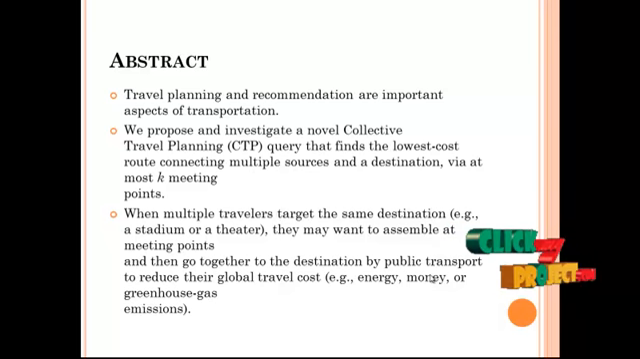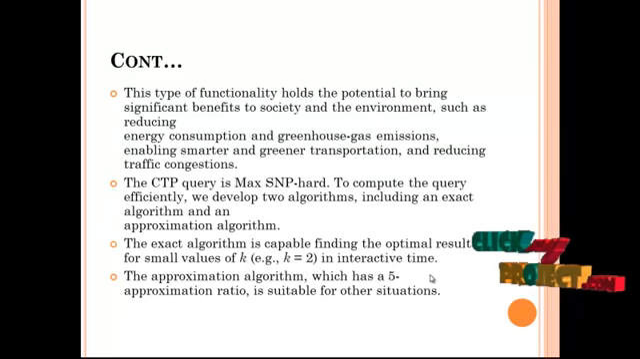When multiple travelers target the same destination, for example a stadium or a theatre, they may want to assemble at k meeting points, and then go together to the destination by public transport to reduce their global travel cost, for example energy, money, or greenhouse gas emissions.